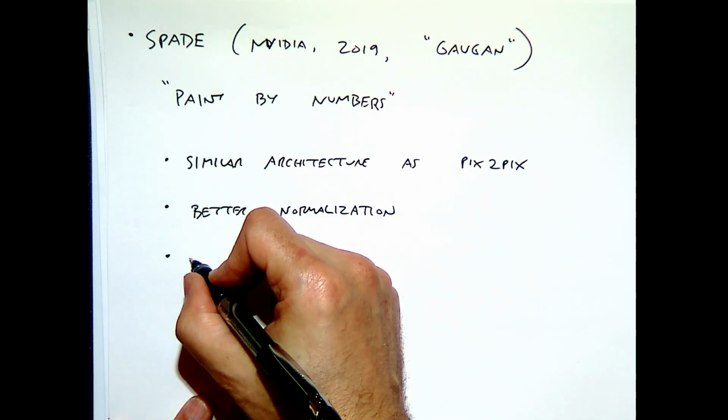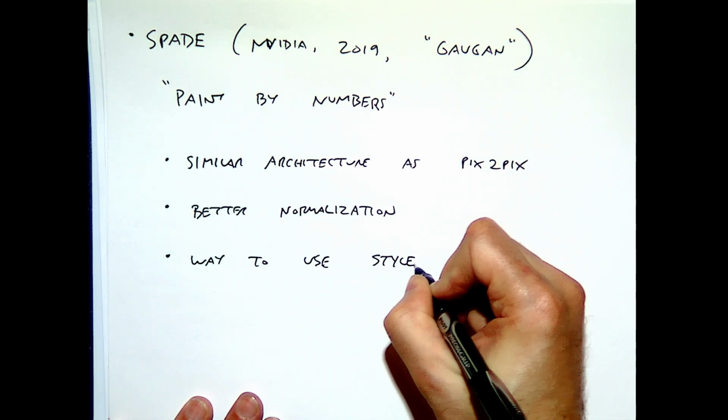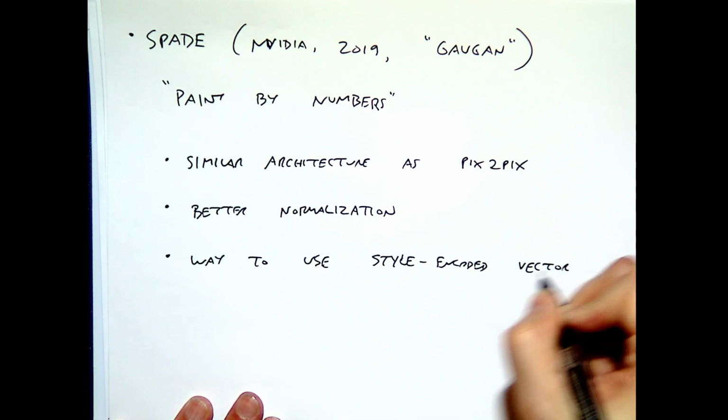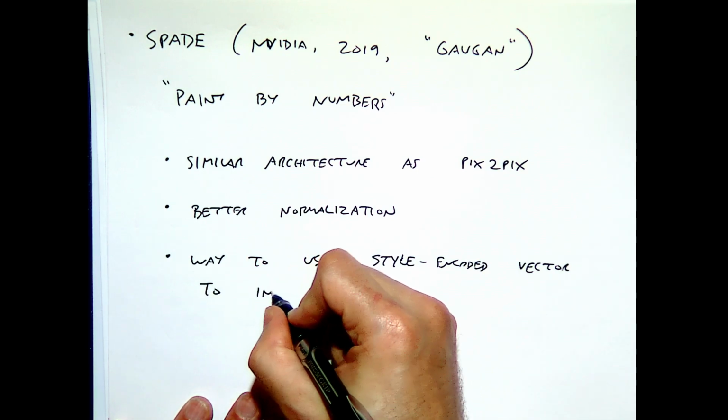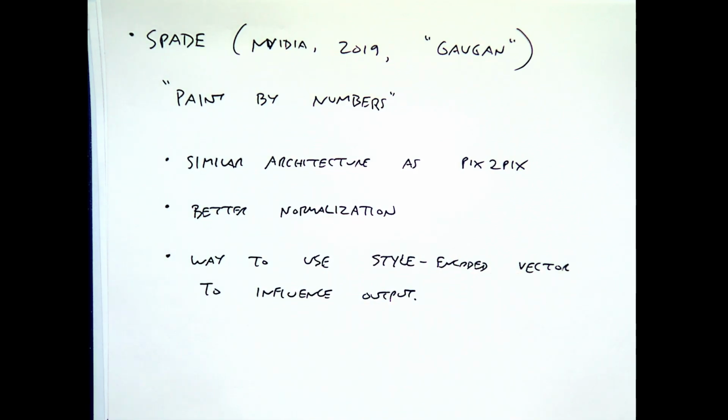And then, like I said, the way that they provided to use this style encoded vector to influence the output. So this style vector, which in the Canvas example is coming from just a provided image, which you can also provide yourself, the idea is that you take that style, you encode it maybe using a VAE into some other vector, and you provide that as auxiliary input into the GAN to produce the result, right? So the paint by numbers part and the style part are decoupled, which is kind of neat.